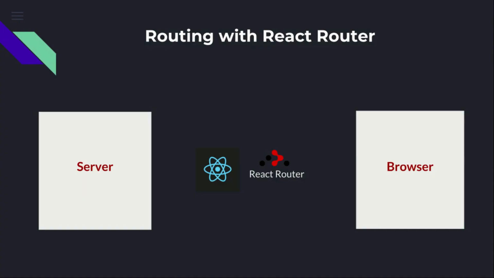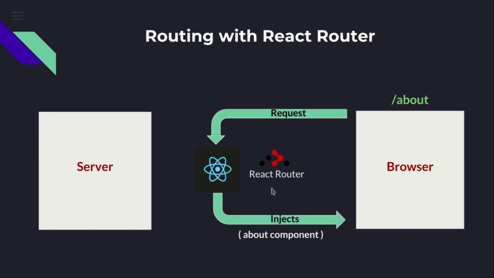So what will happen when you load a different page or navigate to another page? For example, if we navigate to the about page, your browser will make a request, but that request won't go to the server. Rather, React will check which page you are trying to load. React will do that with the help of React router, because React router will see which URL you are typing in or which URL you want to load. Now React router will help React inject that component inside the browser.